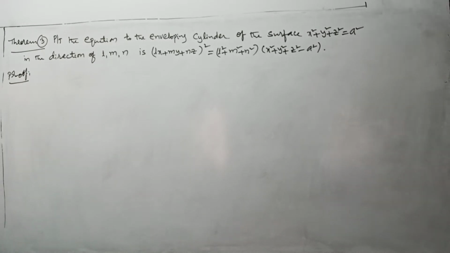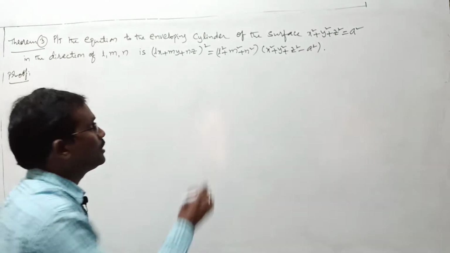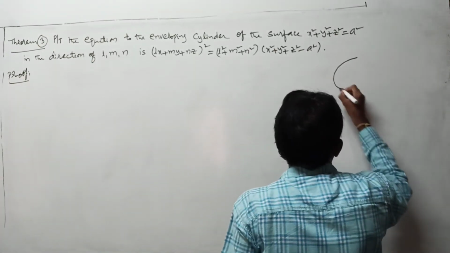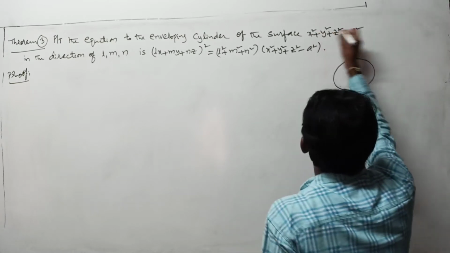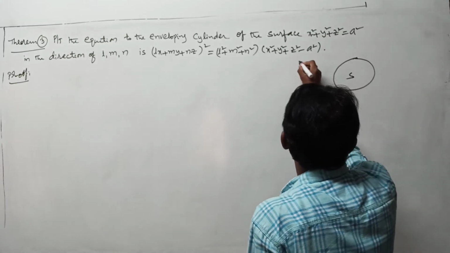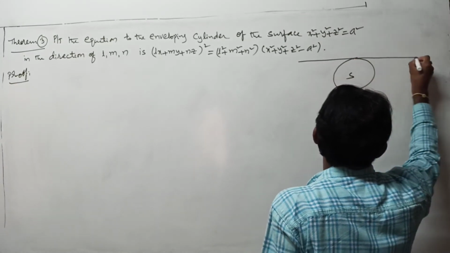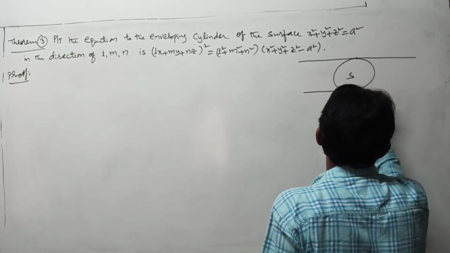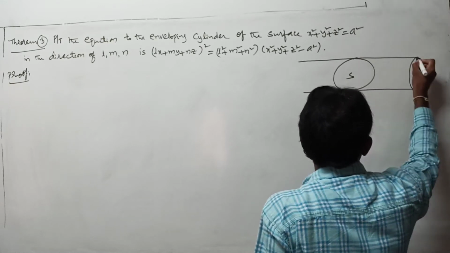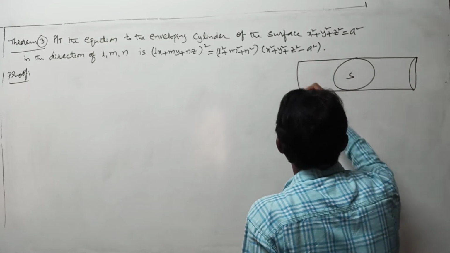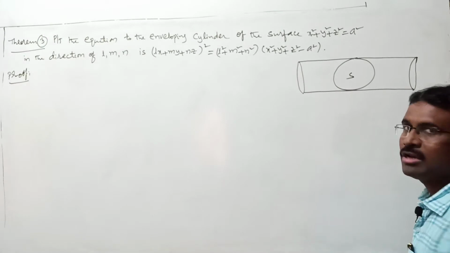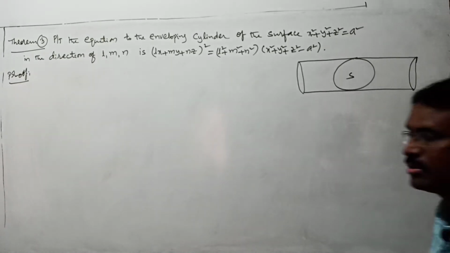First of all, I want to plot a diagram. This is our sphere. Now take all parallel tangent lines to this sphere. We are drawing just two only because it is two-dimensional space. Like this, so many you will get. Now this new surface is what? Our required enveloping cylinder, right?